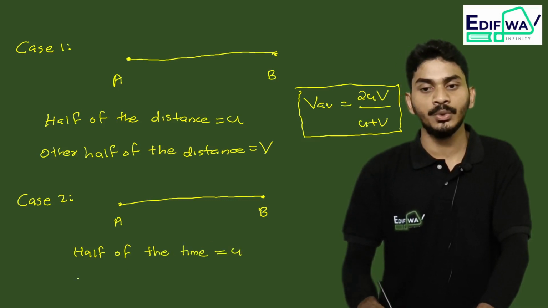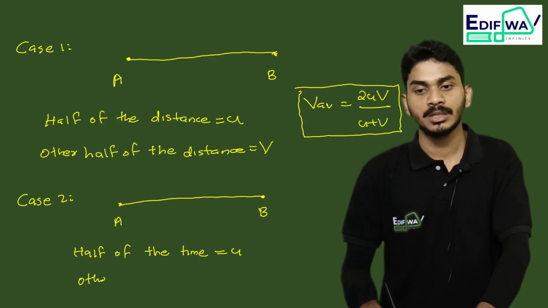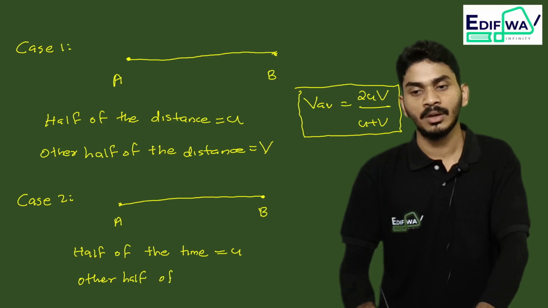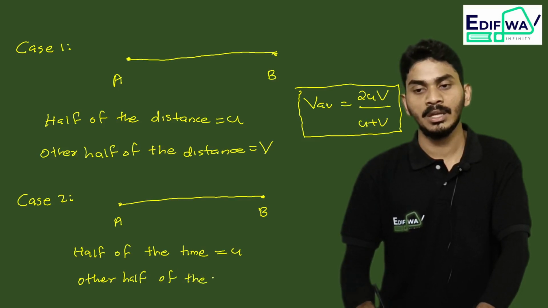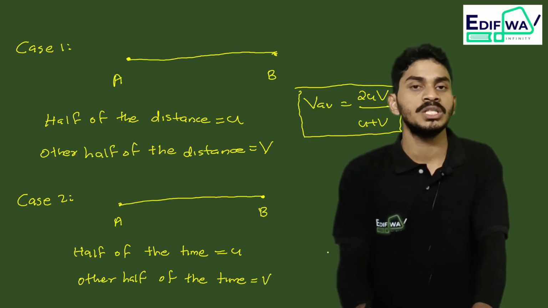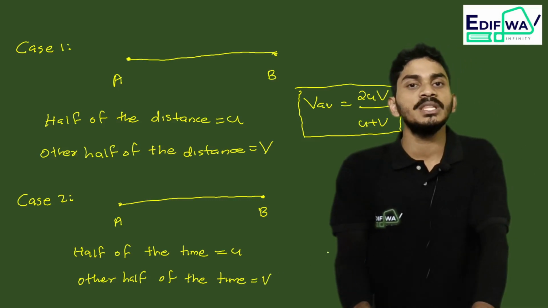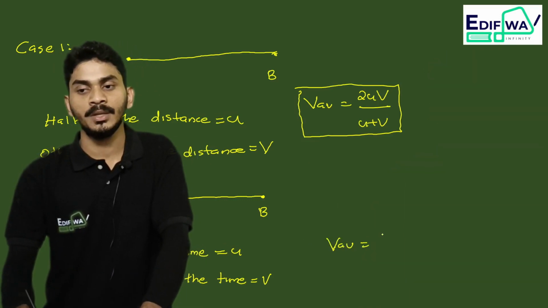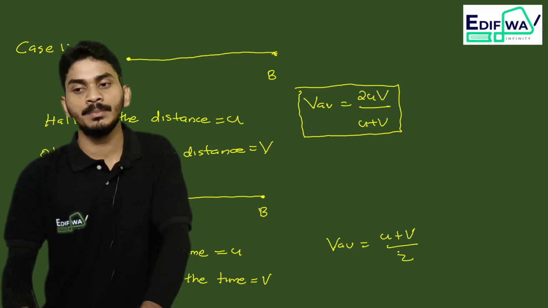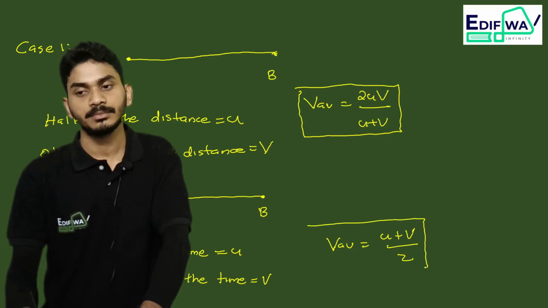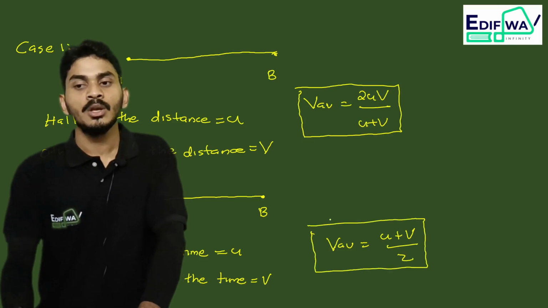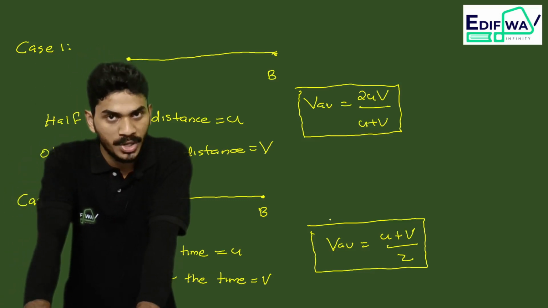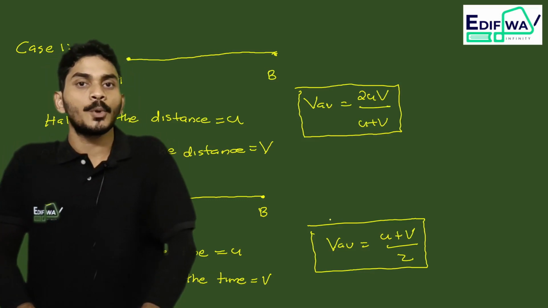With a velocity u, and the other half of the time with a velocity v. Then what will be the average speed or average velocity? The v average will be (u plus v) by 2. So you have to remember these two equations for doing the problems.